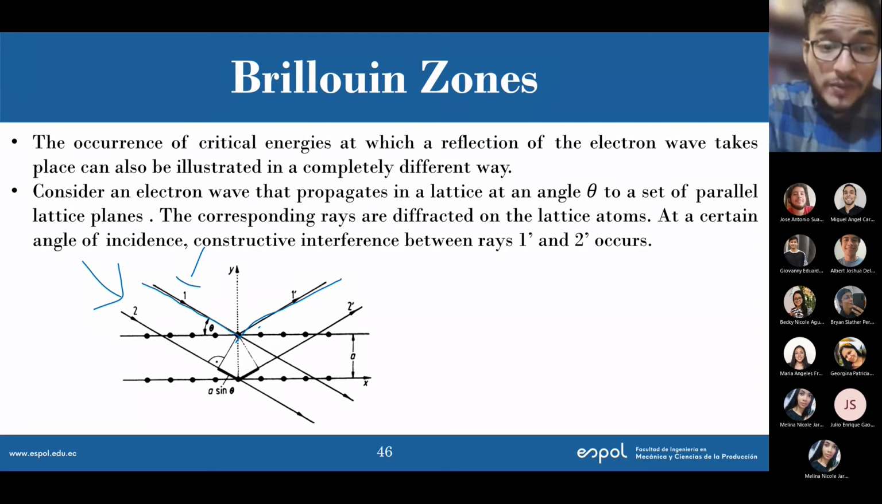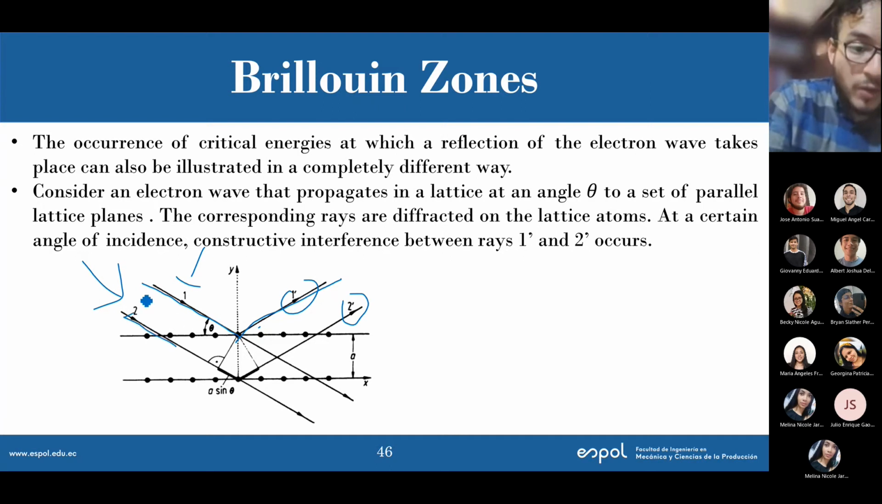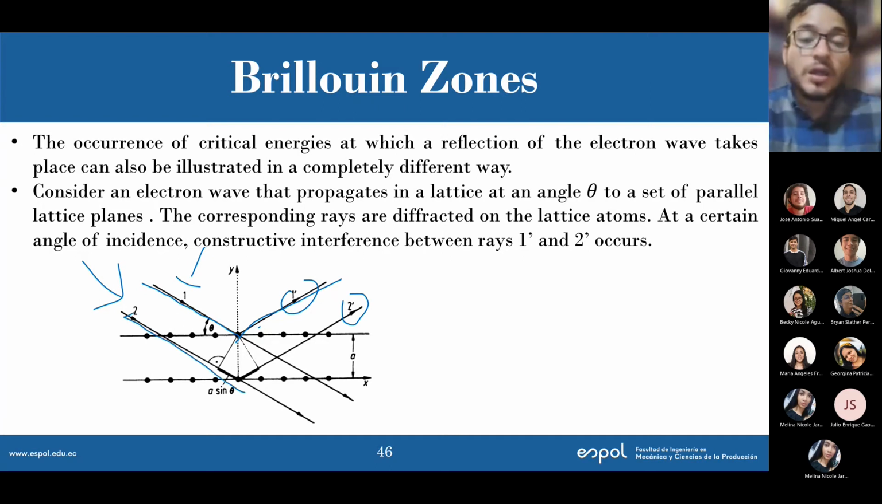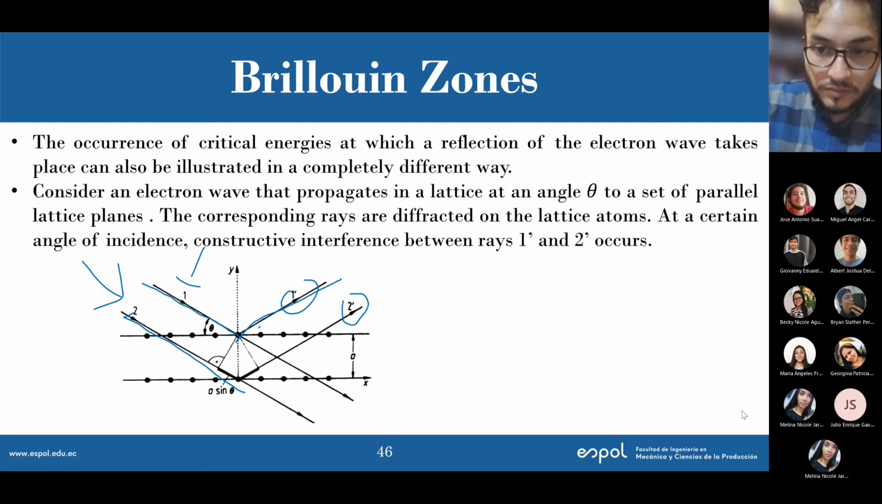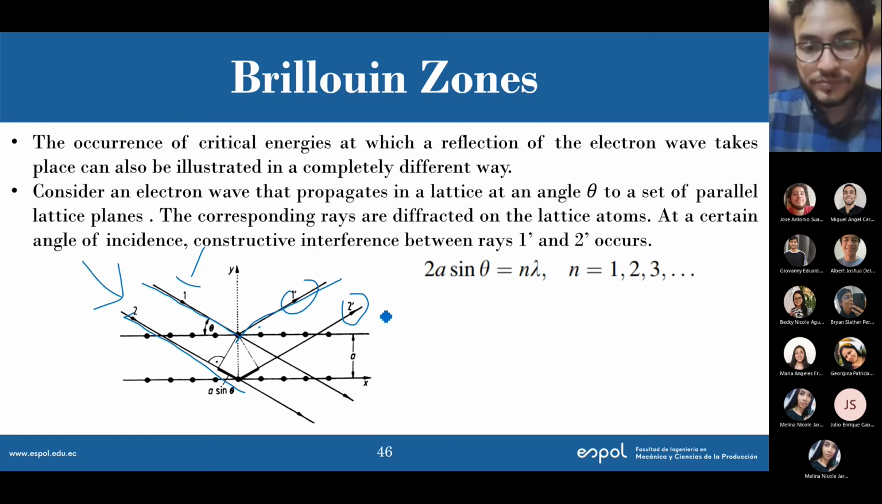There will be constructive interference between these different waves. I have wave 1, wave 2, and I can have wave 3, and so on. And there will be constructive interference between these two rays or between these two waves as long as what? What's the condition of Bragg's law? Nobody remembers? Come on. That's Bragg's law.